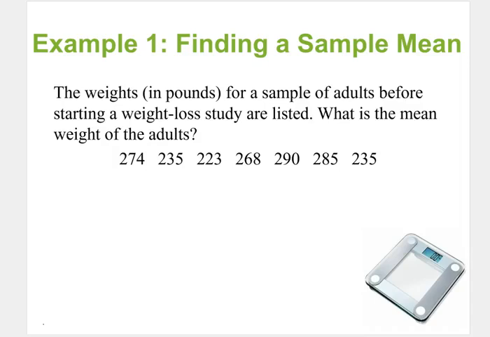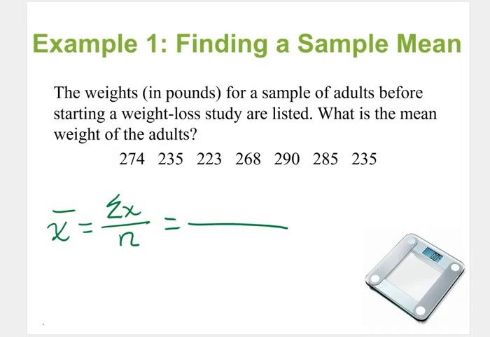So example number 1, you are given the weight of some adults before they started a weight loss study. What is the mean weight of the adults? Okay, so first of all, this is a sample, right? We are doing a study. It's not our whole population. So we're talking about an x bar. We are not talking about a mu. So again, you're going to add up your x's and divide by lowercase n.